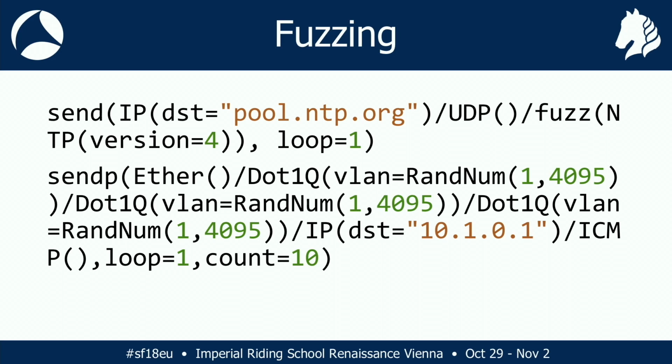Another example I have here with fuzzing, you use the random calls or commands to generate random numbers. So here we are sending out Dot1Q in Dot1Q in Dot1Q packets, and we want to see if the switch is handling this right. So, and the VLAN tag number is always a random number.